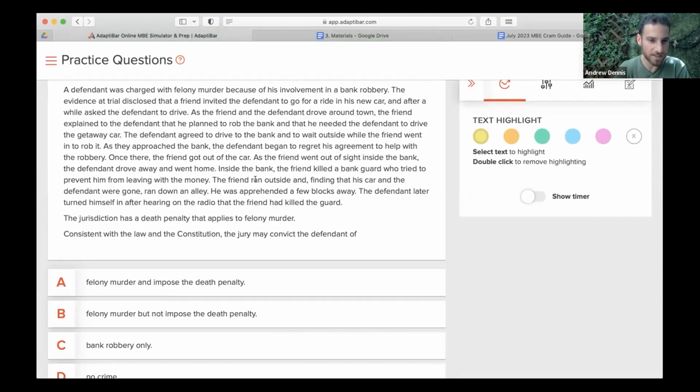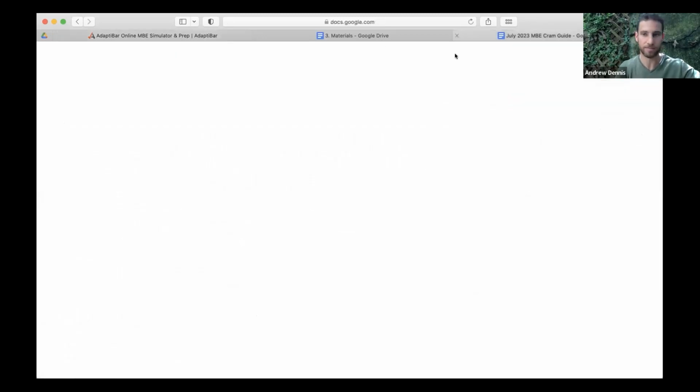So the jurisdiction has the death penalty that applies to felony murder. Consistent with the law and the Constitution, the jury may convict the defendant of what? Let me load up a nice poll for everyone, and we'll keep it moving. All right, we'll move swiftly from here and get through these questions. There's definitely one piece though I wanted to add, which is something for the cram guide.